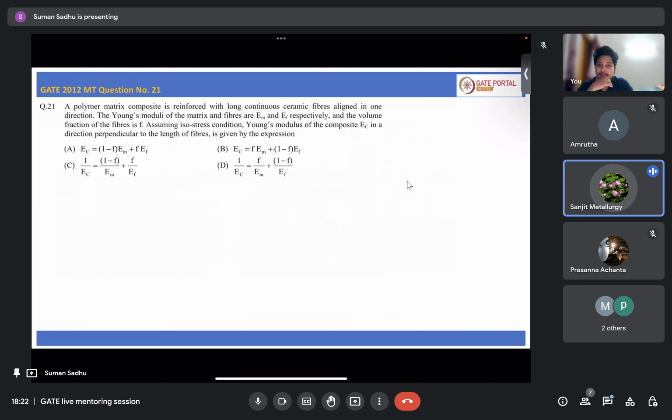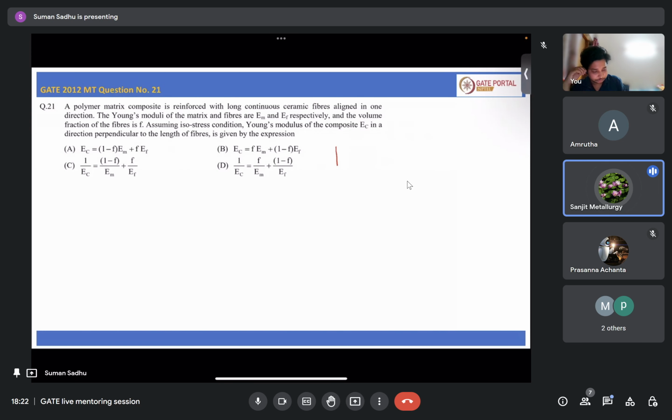Sir, for isostress condition, I think option A should be correct. Okay, you are saying option A. Do you know how to derive this relation or this expression? Yes, sir. Suppose we take the longitudinal loading, the side by side, longitudinal arrangement of the fibers, and then we are applying a load. So according to the isostress condition, we can derive it.